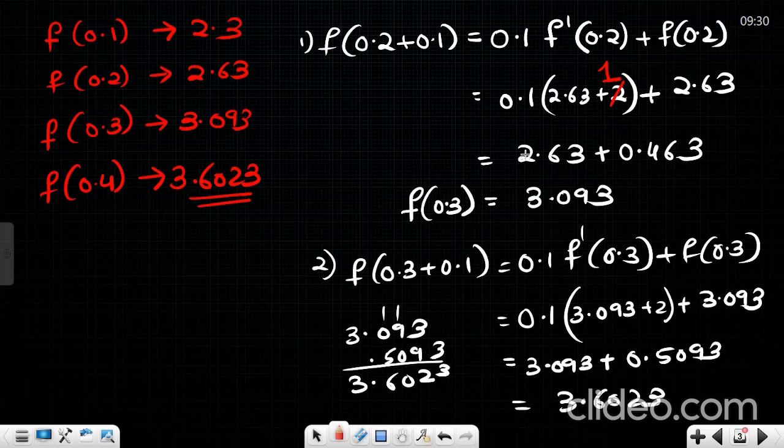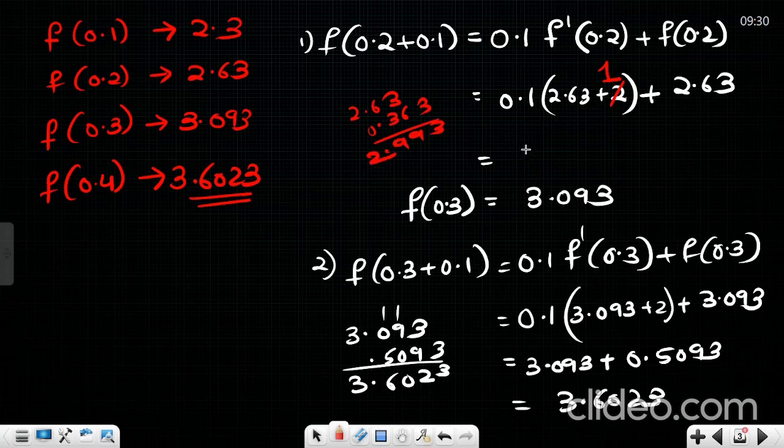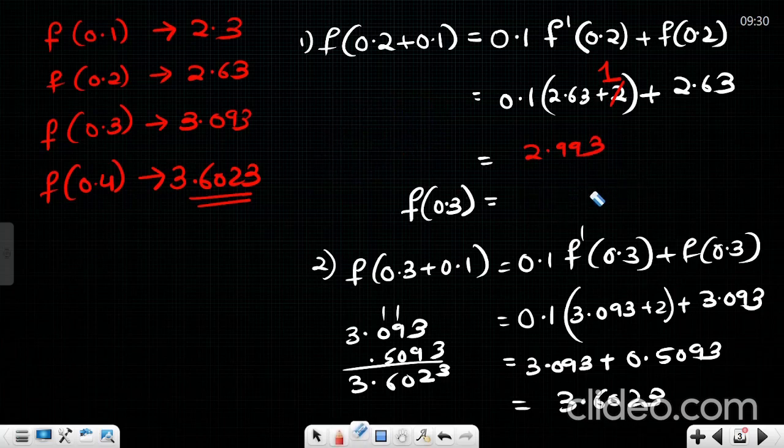So how much the answer is going to become now? It is going to be 3.63. So 2.63 plus 3.63 means 0.363. So 2.993. So f of 0.3 is going to become 2.993. So this is where I have done a small mistake actually. 2.993. Here also, while calculating it, I think I have done a mistake here itself.